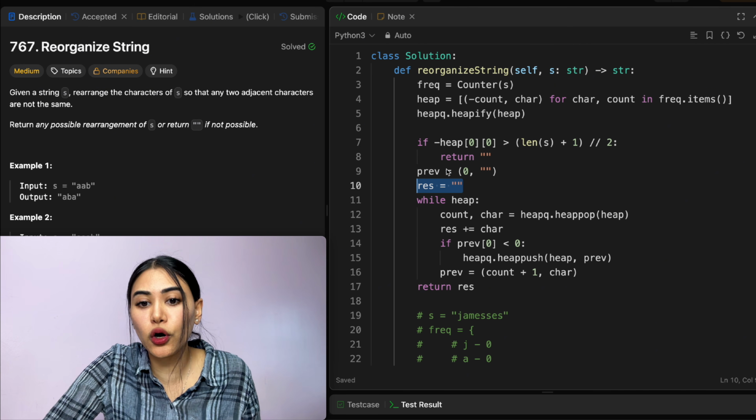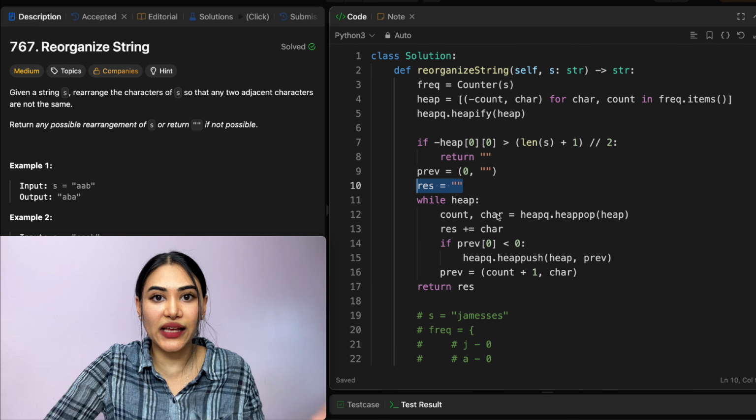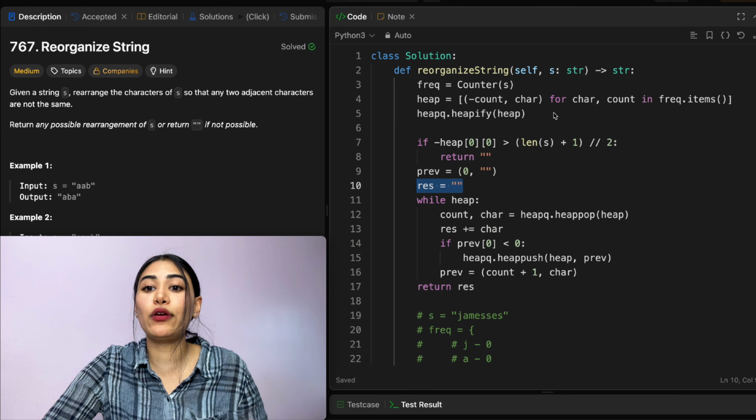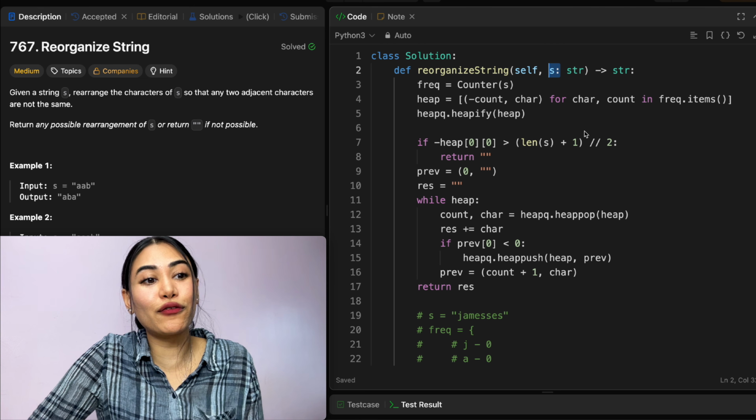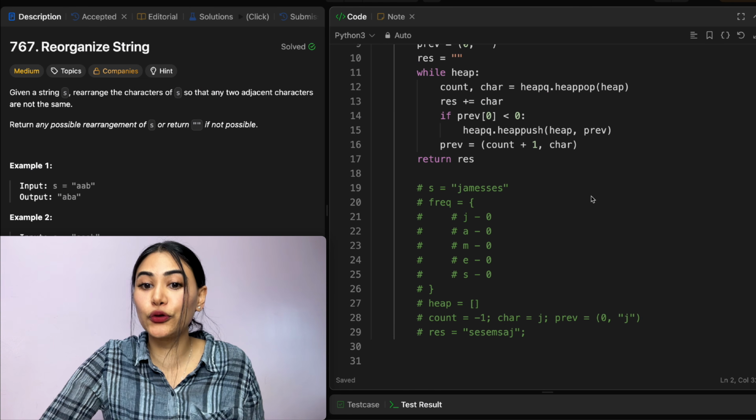And for time, we do go in our heap for the number of characters that we have, so this is going to be O of n if we have n characters in our input s. So we just went ahead and solved reorganize string. We did a complete walkthrough with an example.